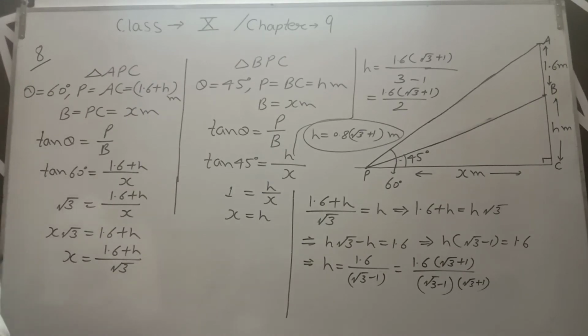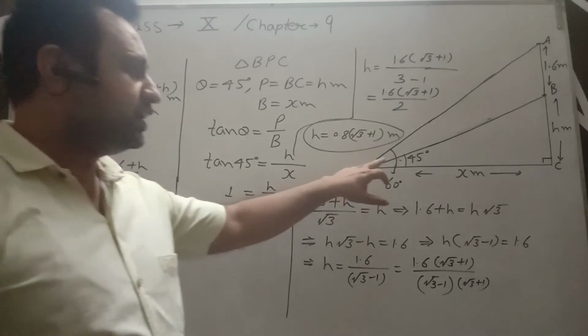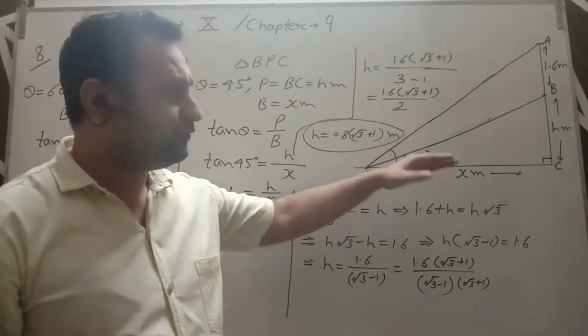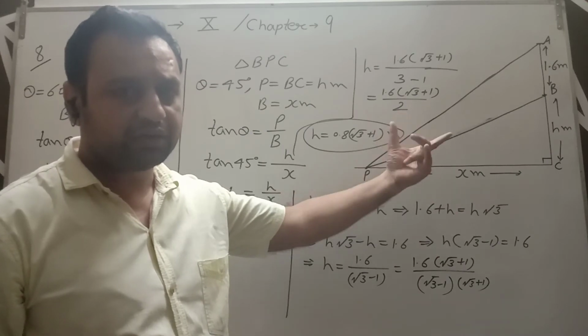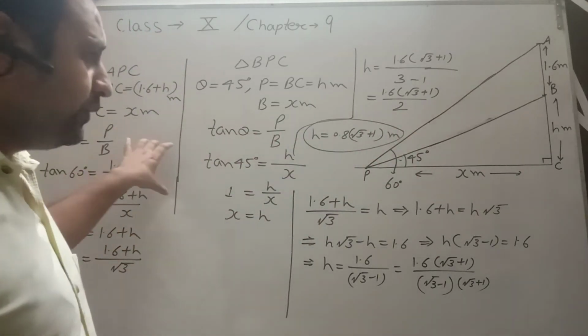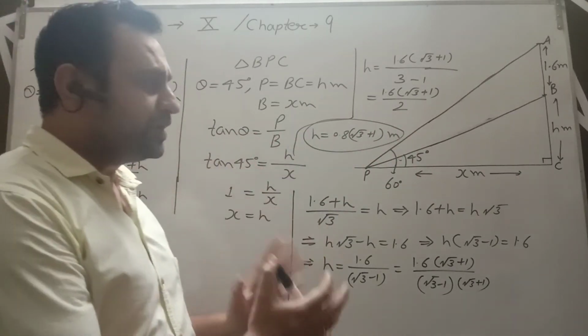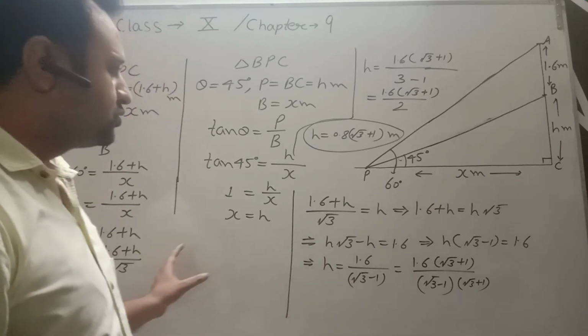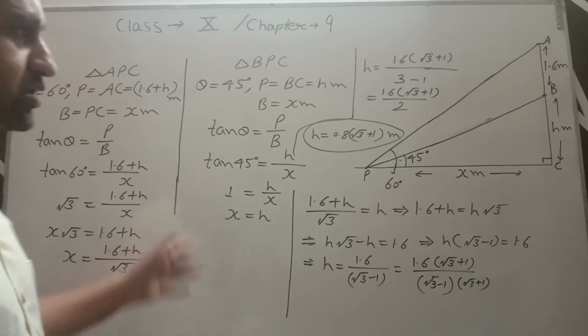I hope the question is clear. Again repeat, angle of elevation is the angle between line of sight and horizontal line when line of sight is above the horizontal line, and it is compulsory to describe the figure in short. So I hope the question is clear. Just note down.